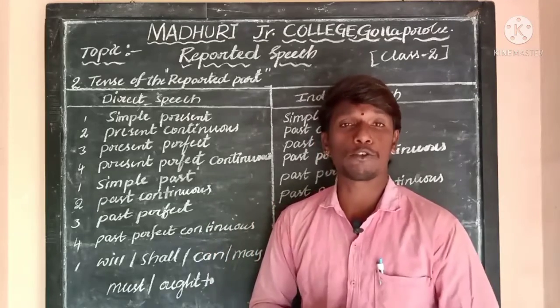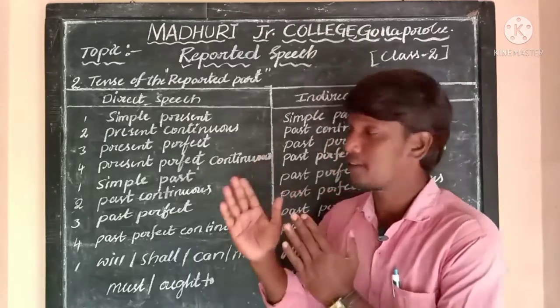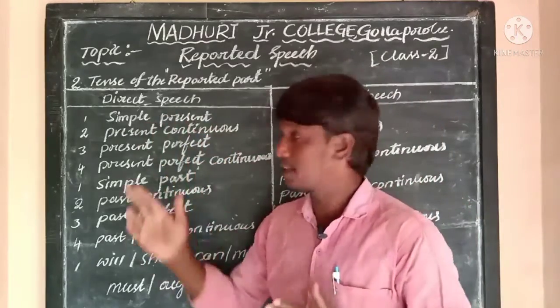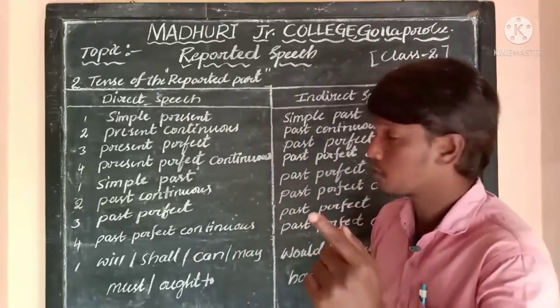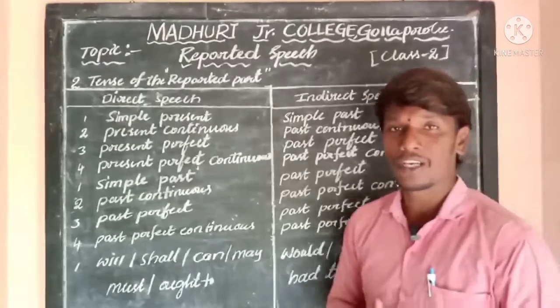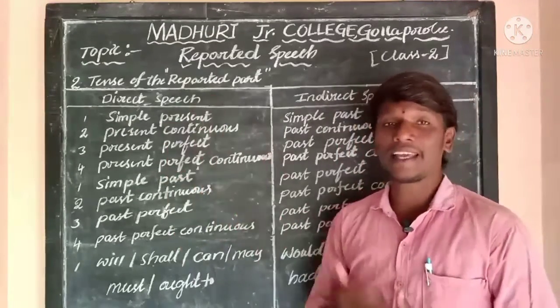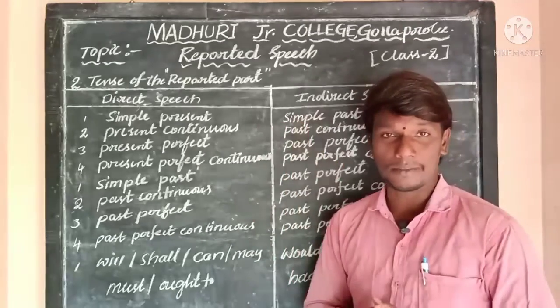That is how we need to change one tense into another tense. If the given reported part is in simple present tense, you should change it into the simple past tense. The structure of the simple past tense is subject plus V2 plus object. Here "I like ice cream", and here "I liked ice cream".